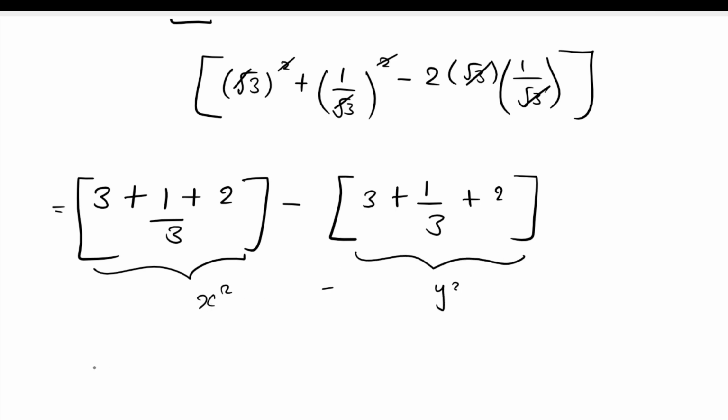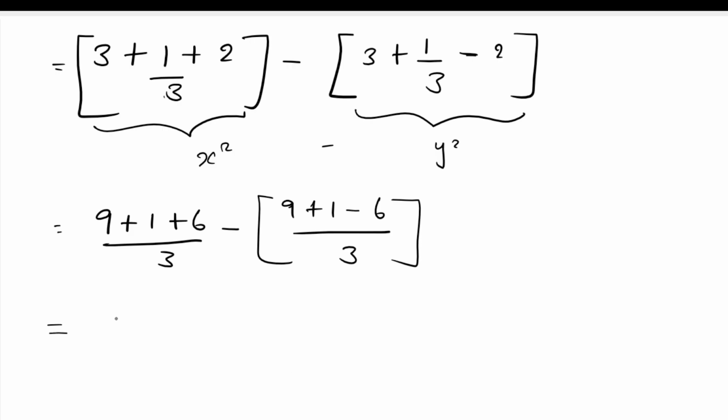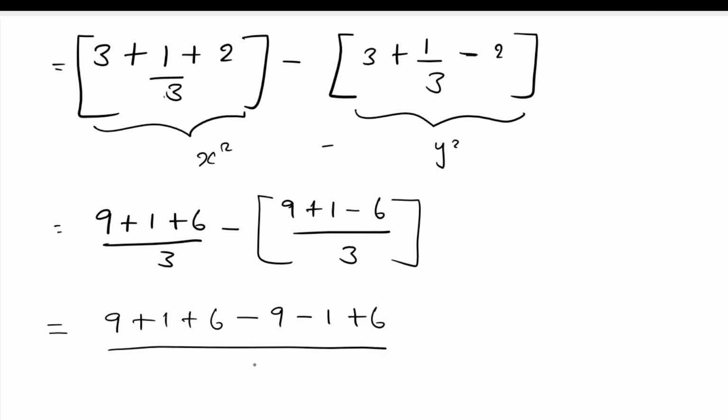So x square minus y square. Here we'll take LCM. So if we take LCM, you'll multiply these two terms by 3 and these two terms by 3, which gives us 9 plus 1 plus 6 divided by 3 minus of 9 plus 1 minus 6 divided by 3. Denominator is same, so no need to take LCM. Directly we can write 9 plus 1 plus 6 minus, multiplying the minus inside the bracket, I'll get minus 9 minus 1 and plus 6 the whole divided by 3.